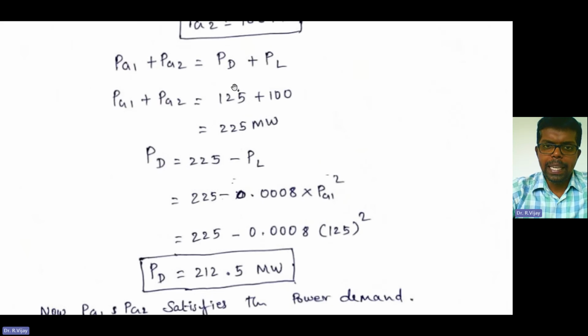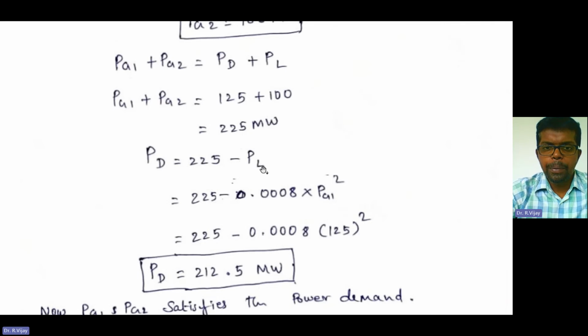So what is PD here? Sorry, PD here means, how to calculate PD? PD is equal to this total minus PL. PD is nothing but 225 minus PL. So you are just substituting here, and you will get PG1 plus PG2 is equal to PD plus PL, so PD is equal to 225 minus PL.